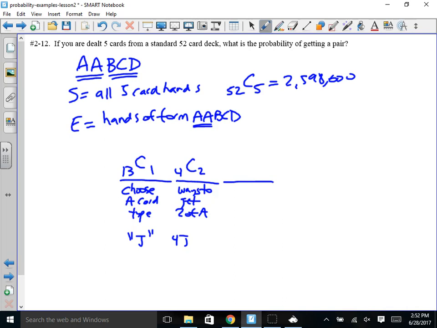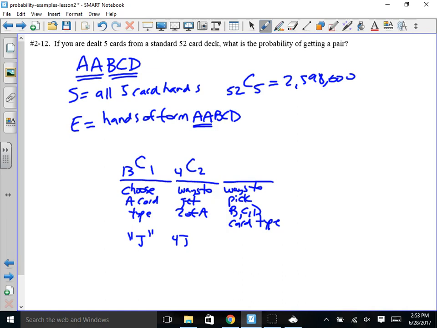We have to find the number of ways to pick the B, C, and D cards, to pick the card types that we're going to have. In other words, are we going to have a 4, an 8, and a 3, or are we going to have a queen, an ace, and a 2? What is the number of ways to pick the rest of the hand so that they don't match each other, but they also don't match the card that we have the pair of? All right. So how can we do that?